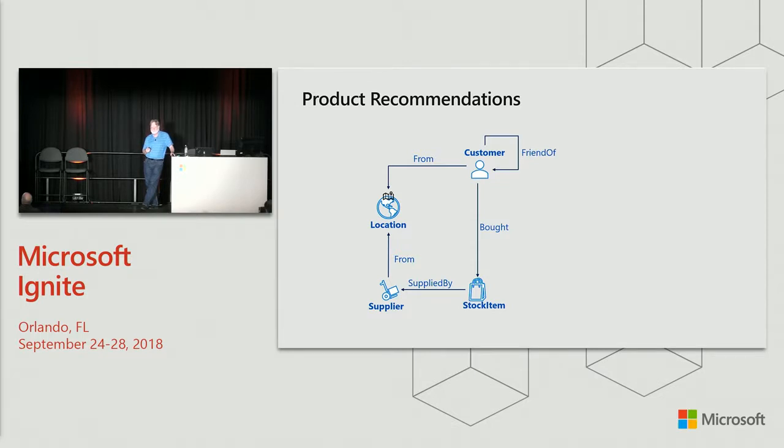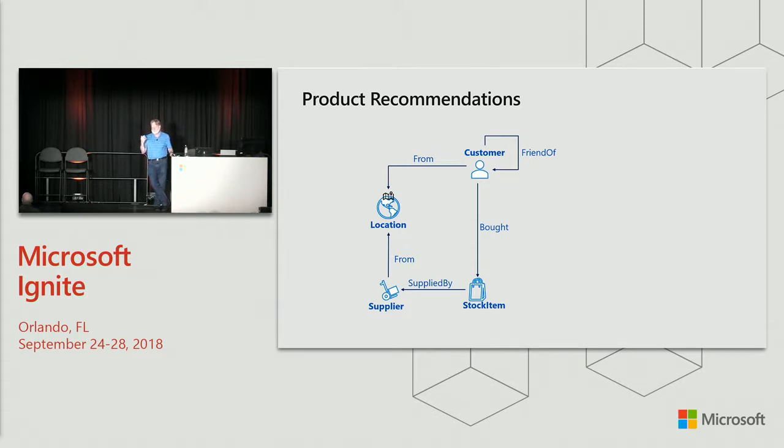A customer can be a friend of other customers. So with this, you can construct the relationship to understand. Customer A bought a stock item, and I want to know all the other things that this customer bought, and other friends of this customer who bought that stock item, what else did they buy? So you can get those sorts of lists.